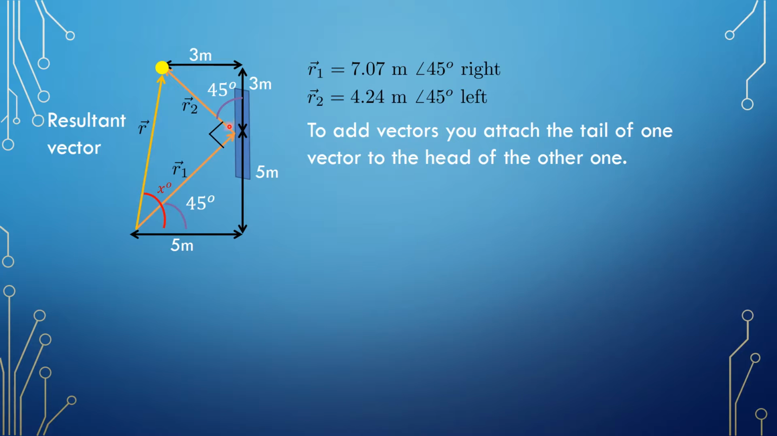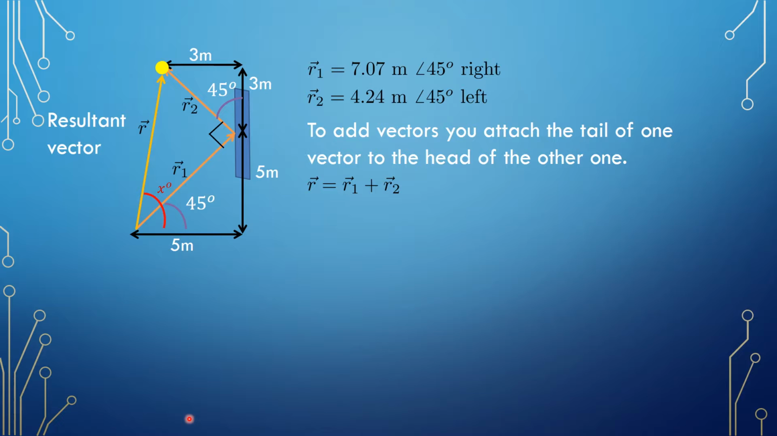The tail, which is the back of the vector r2, is attached to the head of r1. So think of these as arrows. You have the head of the arrow and the tail of the arrow. So the tail of r2 is attached to the head of r1, exactly like in this diagram. And now we use vector notation. So we're adding the two vectors together. So that's exactly what this equation shows.